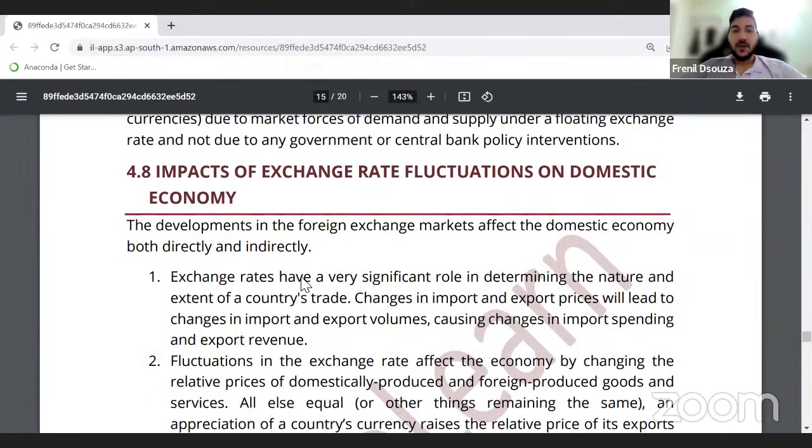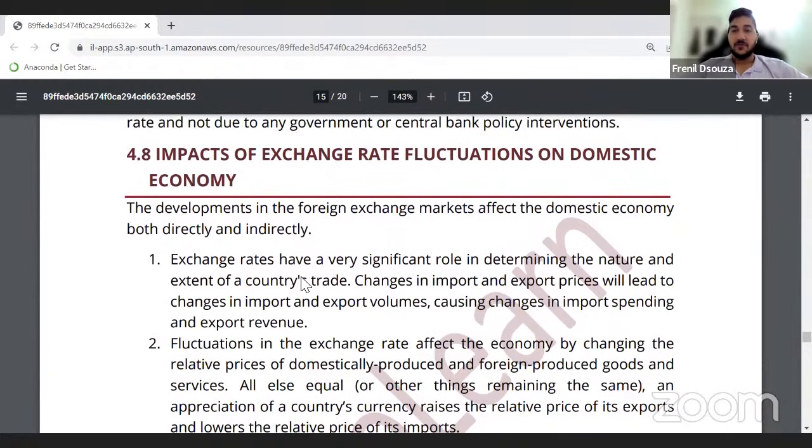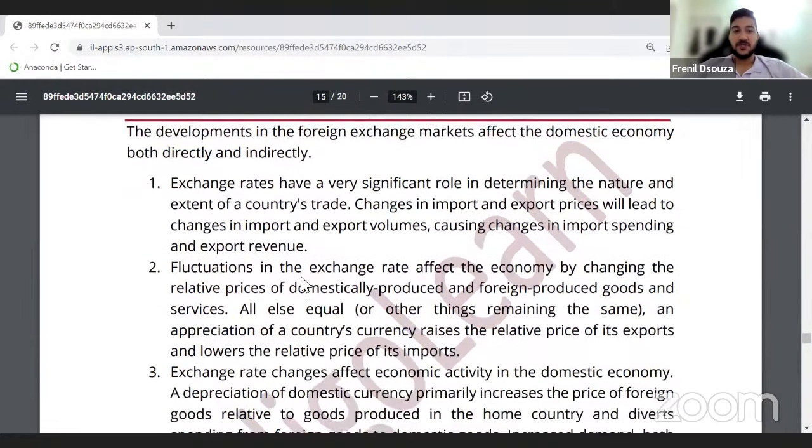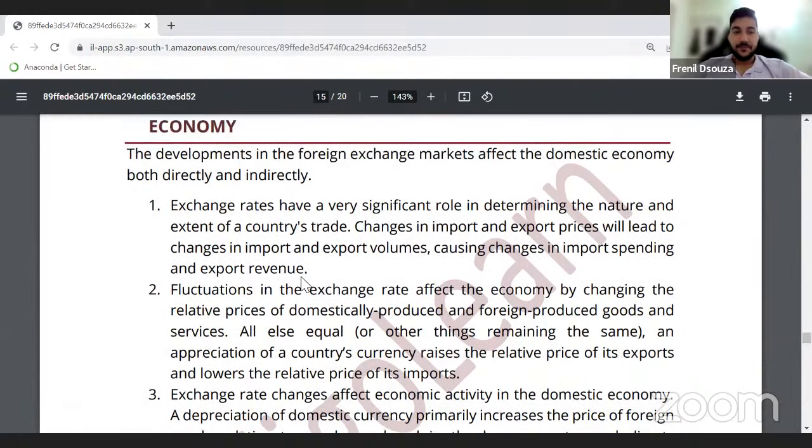Next, what are the impacts of exchange rate fluctuations on domestic economy? That is a question. And for that, it can be a direct question. What is the impact of foreign rate fluctuations? And I've given several reasons for it. I've given several points. You have to remember any of the 4 points properly. And you have to read all the points because any one single point can be a question. Okay. Now, the developments in the foreign exchange market affect the domestic economy both directly and indirectly.